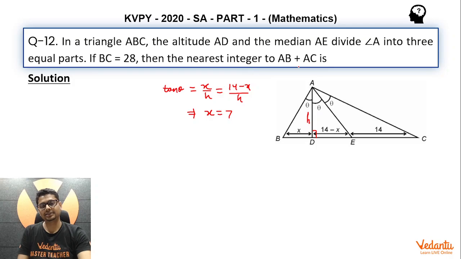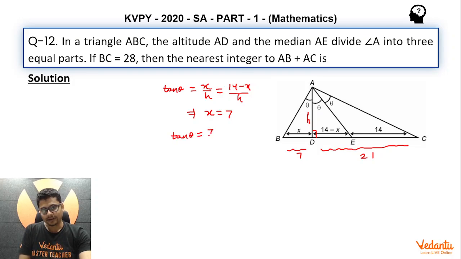That means the nearest integer to this AB plus AC. So x is not our final destination. So here what we do is, x is 7, 14 minus x is 7, plus 14, it becomes 21. Now if you see carefully, let's go by the same understanding. Tan theta is 7 by h. And what about tan 2 theta? If you see carefully, tan 2 theta, if you consider triangle ADC, is 21 by h.